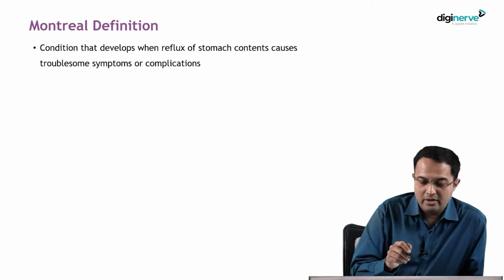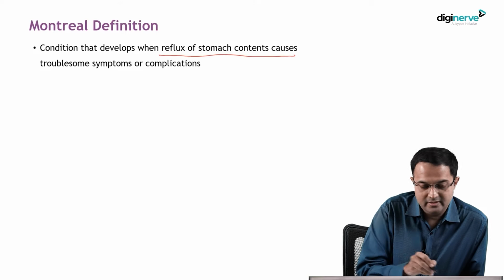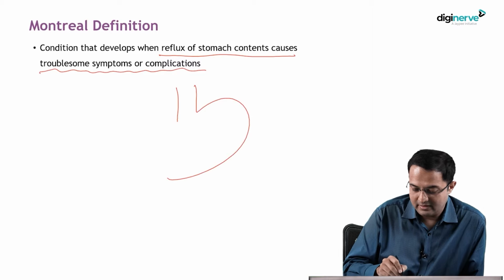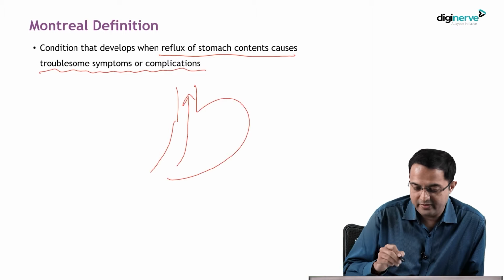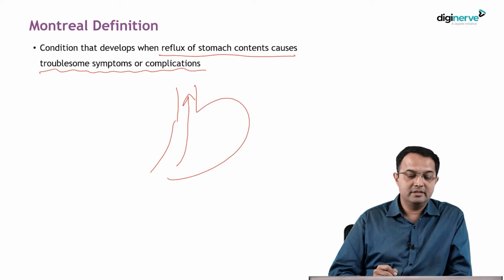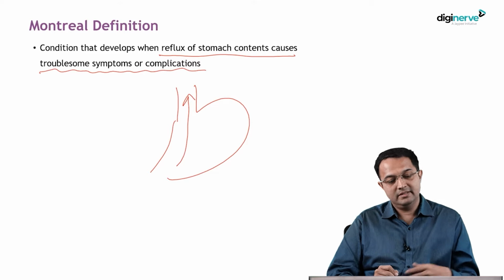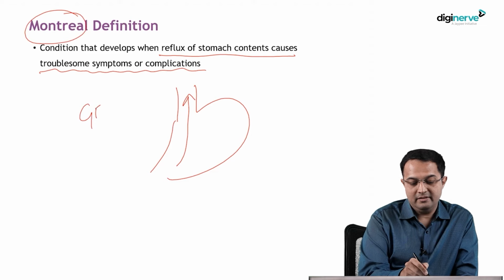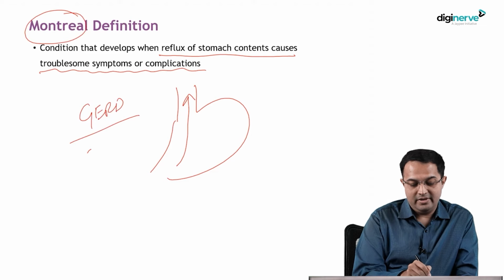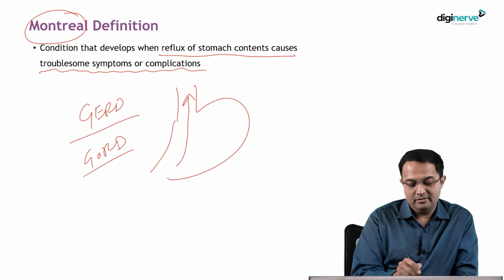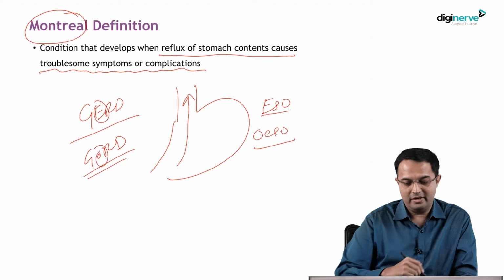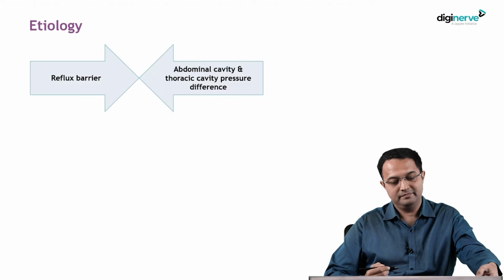So it is a condition that develops when there is reflux of stomach contents, and it causes troublesome symptoms and complications. So the stomach contents will reflux into the esophagus, and then it starts causing troublesome symptoms or complications, and that is the Montreal definition of gastroesophageal reflux disease, GERD, and somewhere it is GORD. So esophagus can be spelled like this or like this, that is how E and O are different, but it all means the same.